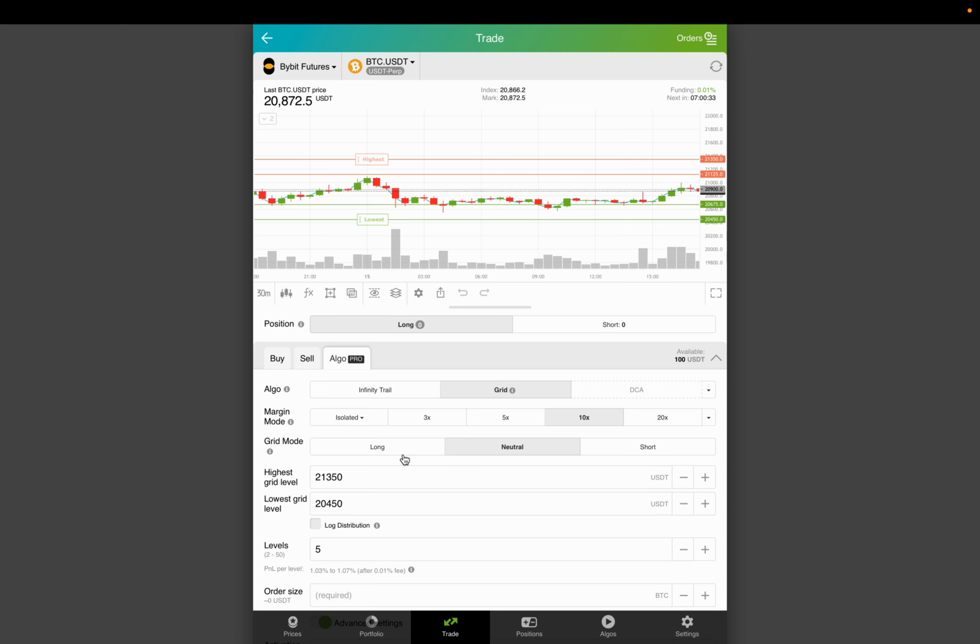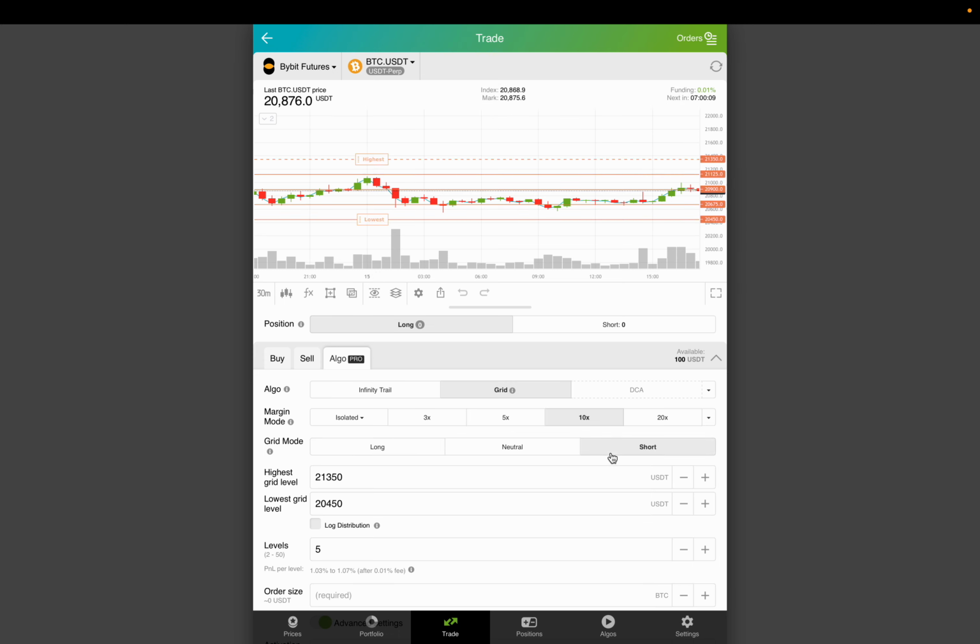Whereas if you just choose a long grid here, all the orders initially are buy, so all of them will execute in the long position, and all the orders that are placed in response to the execution, the sell orders, will just decrease the long position. So a long grid in hedge mode on derivatives will always trade just in the long position.